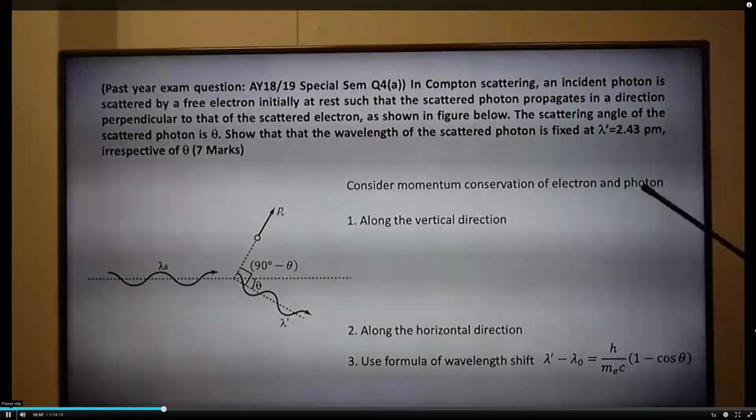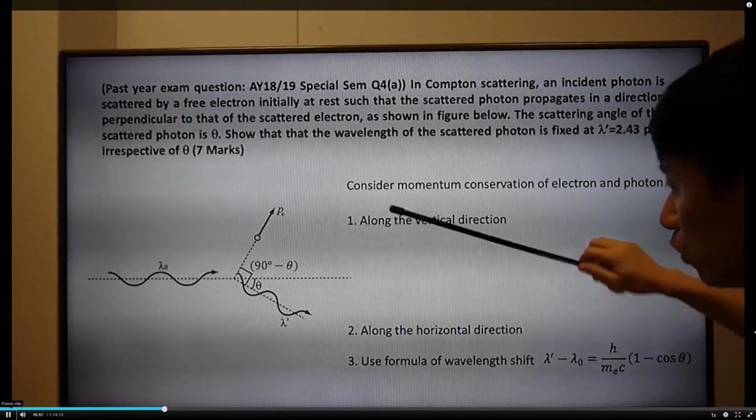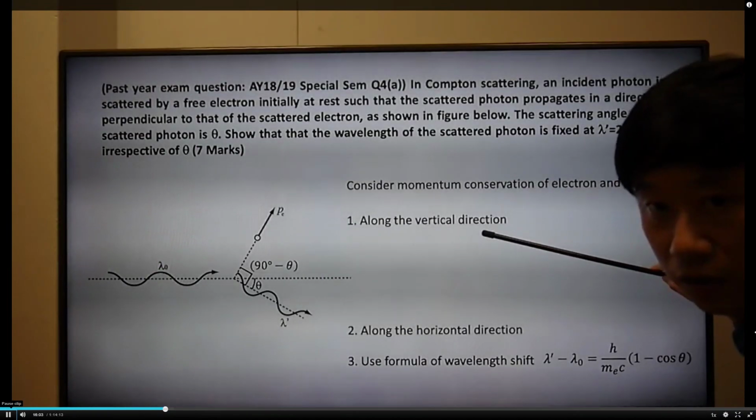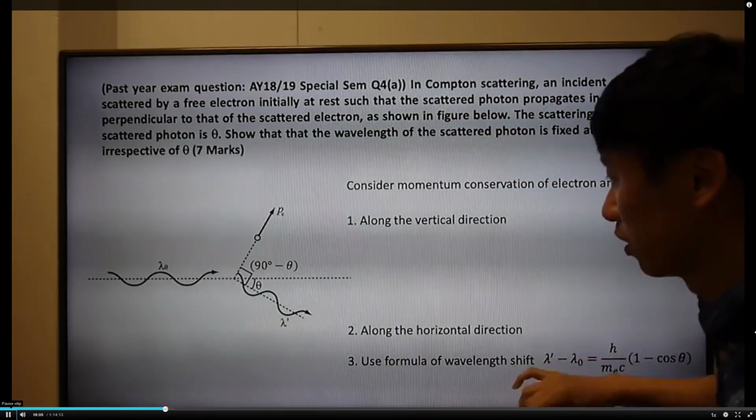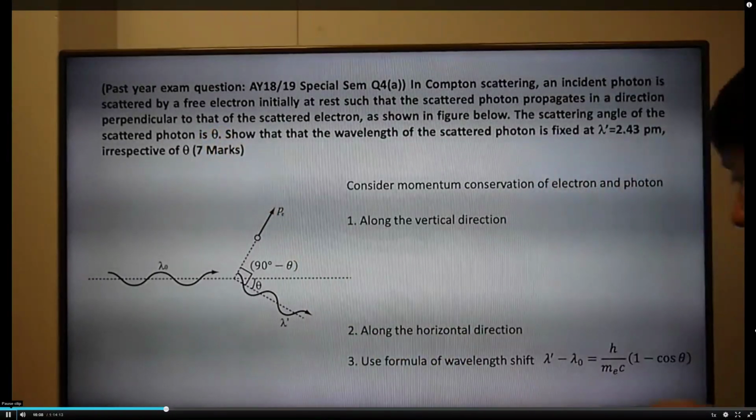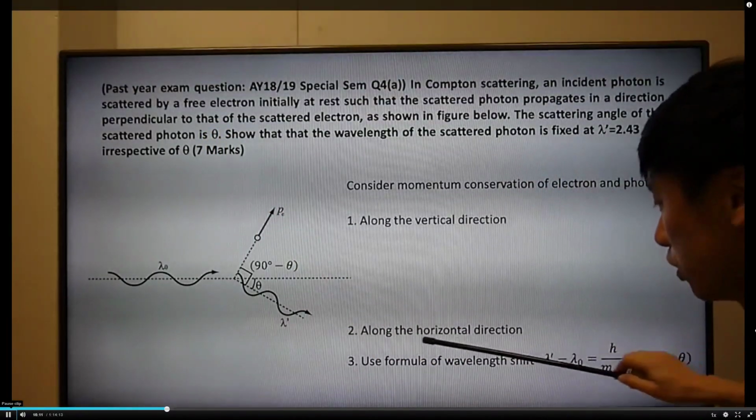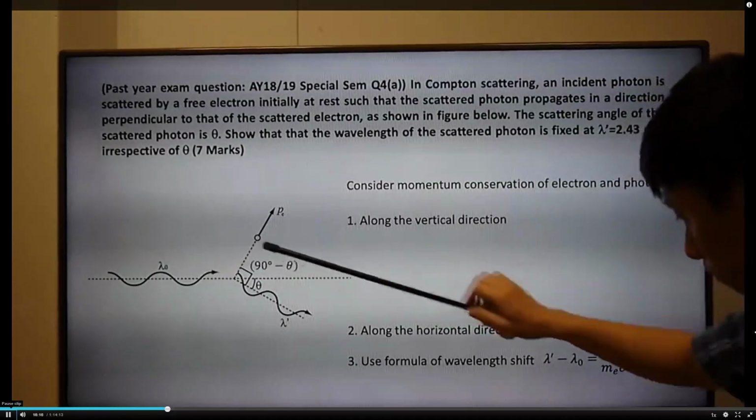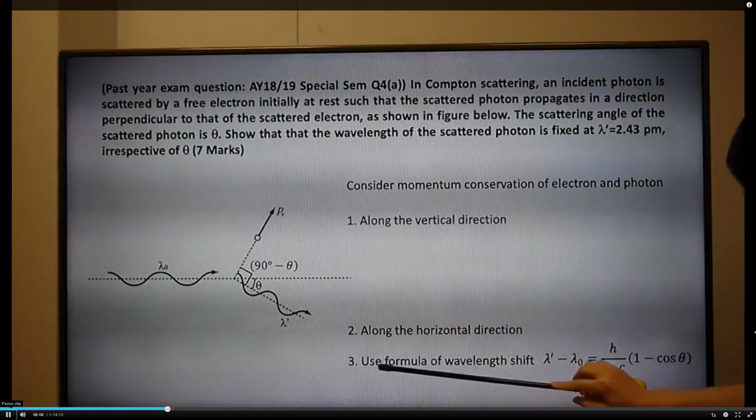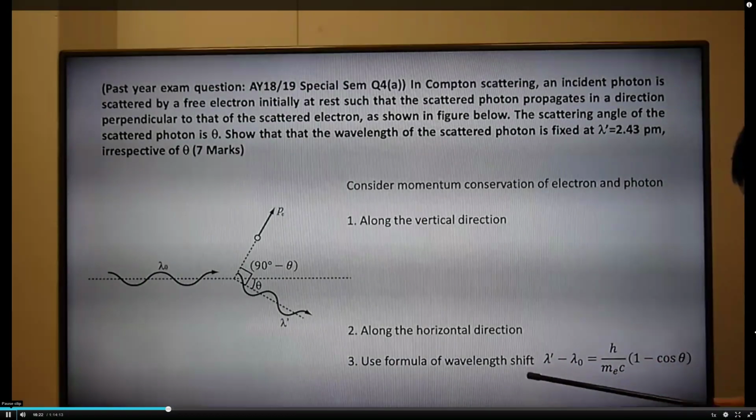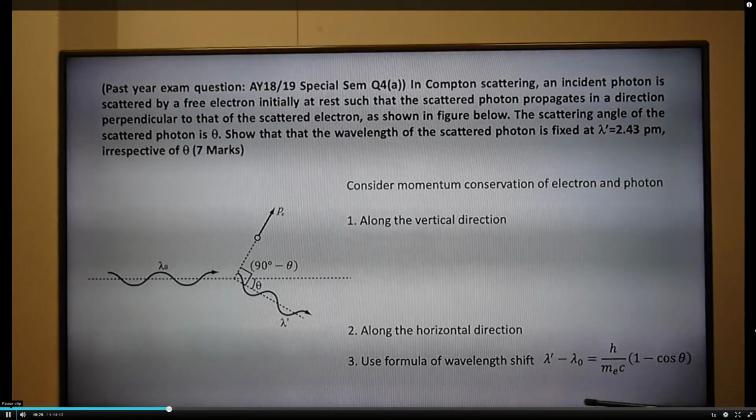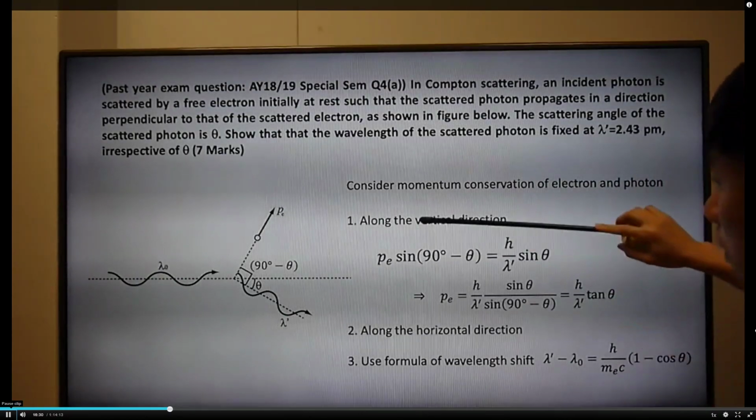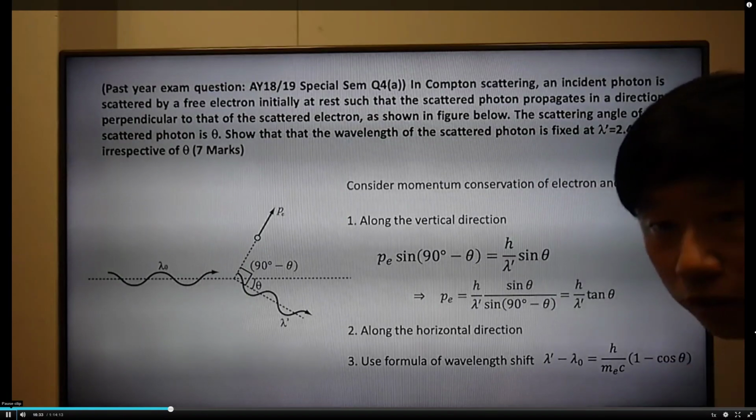Okay, so in this Compton scattering, you need to consider the conservation of the momentum of the electron and photon in here. At first, you need to think about the momentum conservation along the vertical direction. Usually we define this vertical direction as the y-axis. Second, you need to consider the momentum conservation along the horizontal direction. And next, you're going to use the formula of the wavelength shift, this Compton shift equation. Okay, let's think about the momentum conservation along the vertical direction.